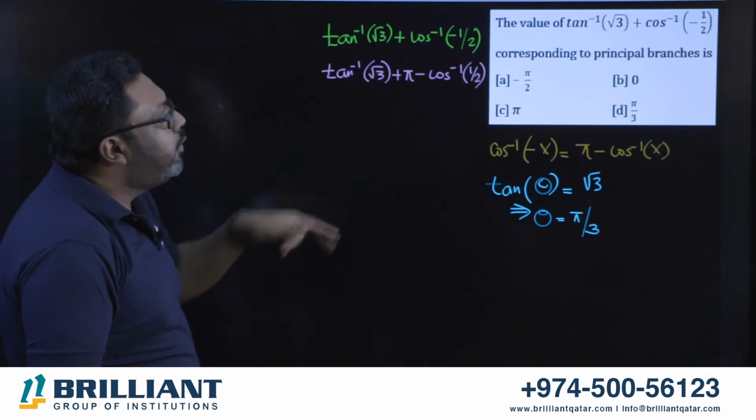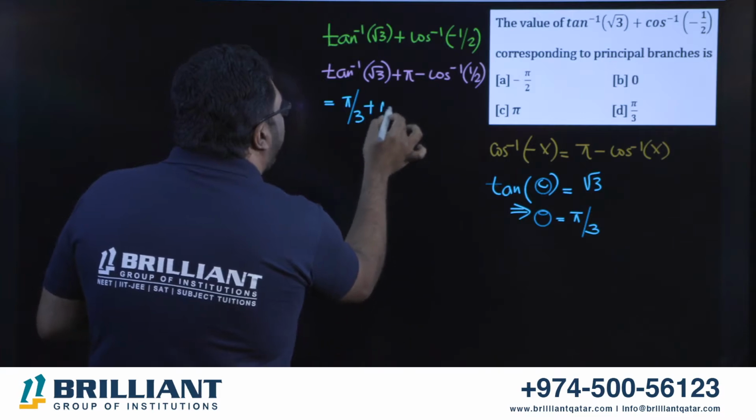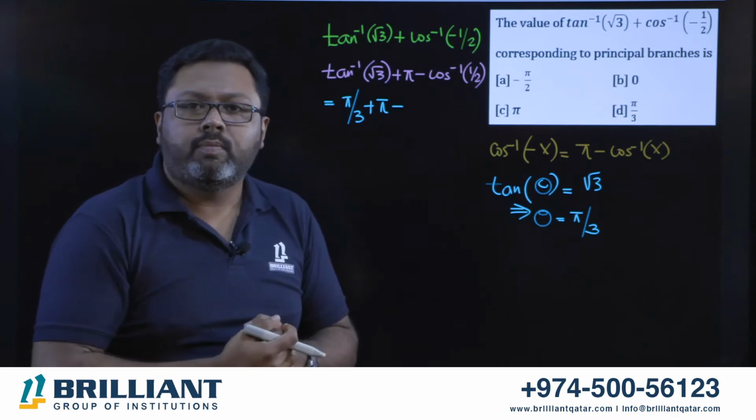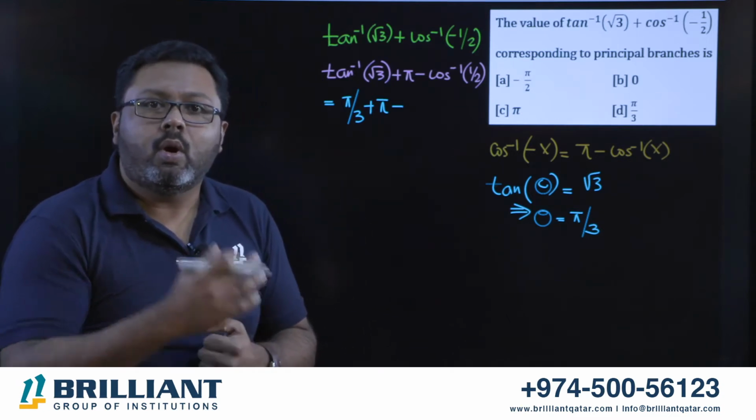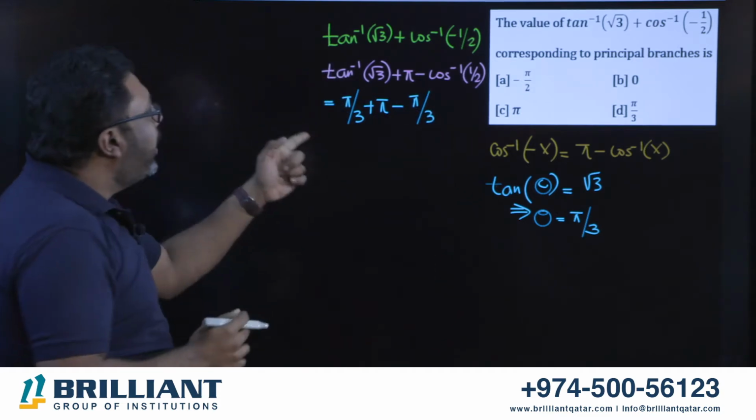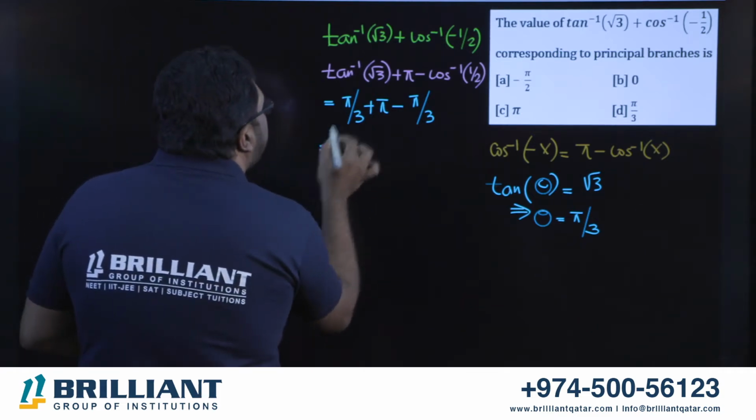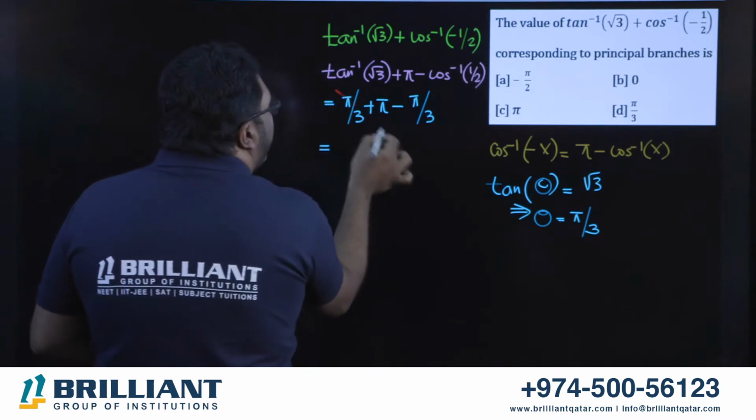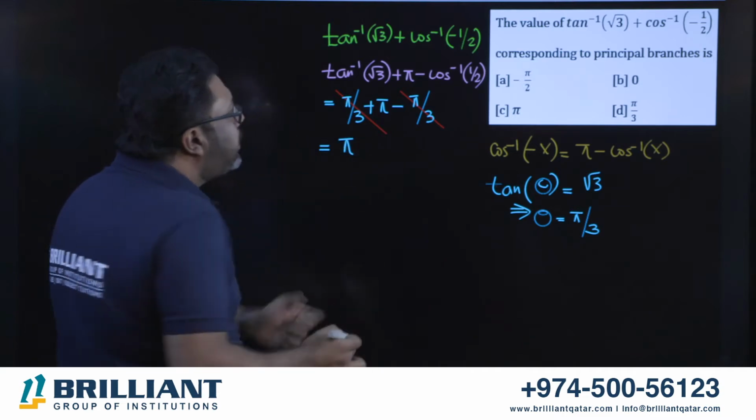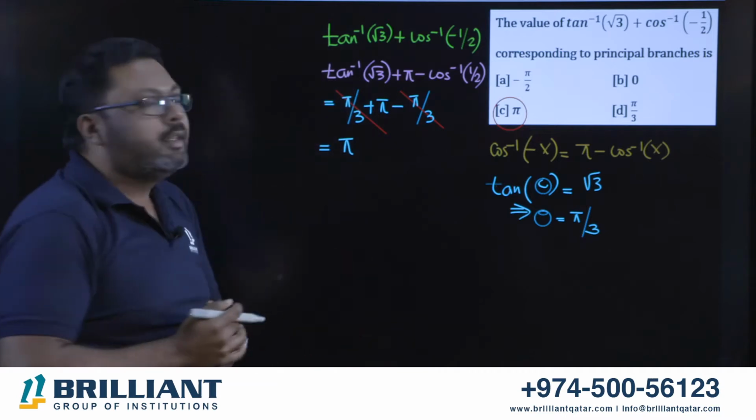So the tan inverse of root 3 is going to be the angle pi by 3, plus pi minus. Similarly, the angle corresponding to cos which gives me the value 1 by 2, cos pi by 3 gives you 1 by 2. So pi by 3 plus pi minus pi by 3. So pi by 3 and pi by 3 you can cancel off, and your answer is going to be pi. Look at the options. My answer is option C.